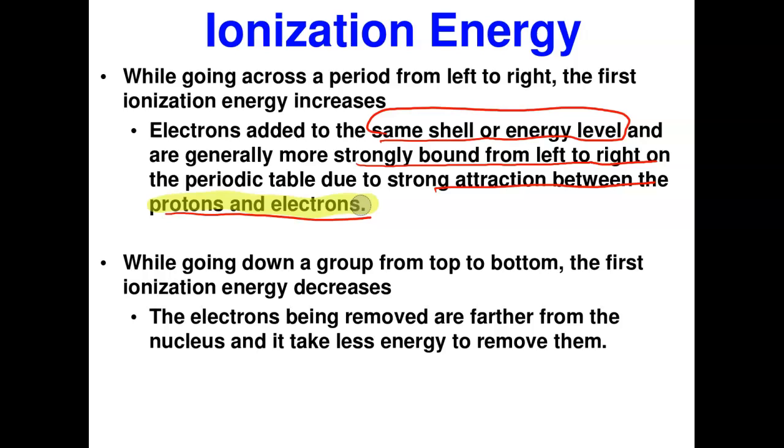Now, what about when you're going down the group from top to bottom of the periodic table? The energy does what? Decreases. Why? Because the electrons that you want to remove are very far from the nucleus. And because they are very far from the nucleus, it takes less energy to remove them. And because it takes less energy to remove them, the ionization energy will reduce in this case. That is the exact reason why as you go down the group, the ionization energy decreases, and as you go across the period, it increases.